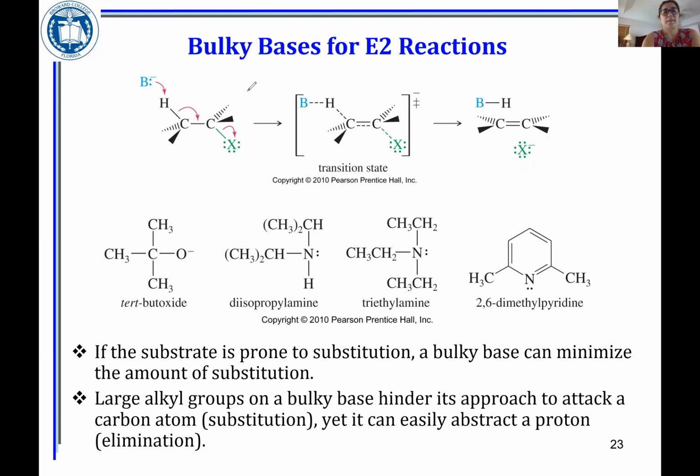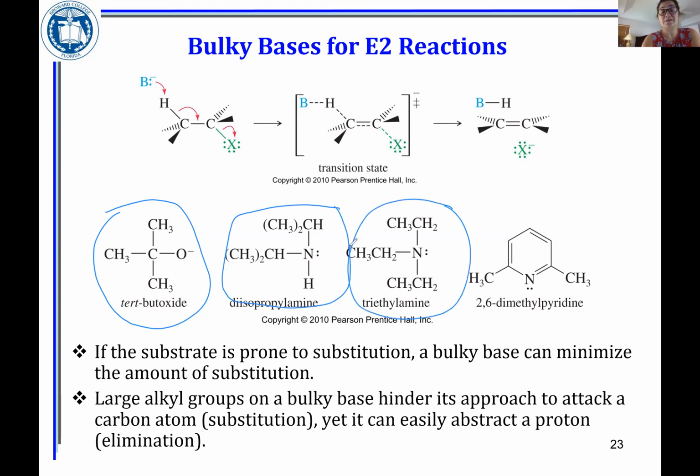For the E1 and E2, when you're looking for a strong base, sometimes you could have a bulky base. Just be familiar with these three or four bases. These bases can be used in elimination reactions as a bulky base, okay? And I will show you the difference, if you are using the bulky base, how that would affect the final product. So in the elimination reaction, when the leaving group leaves, then the base comes in and removes hydrogen.